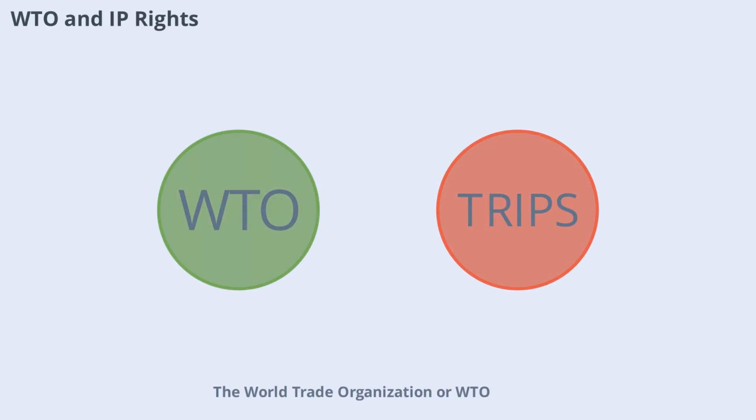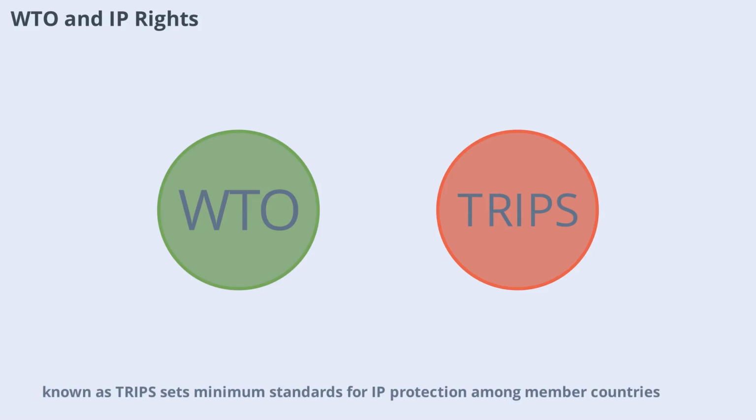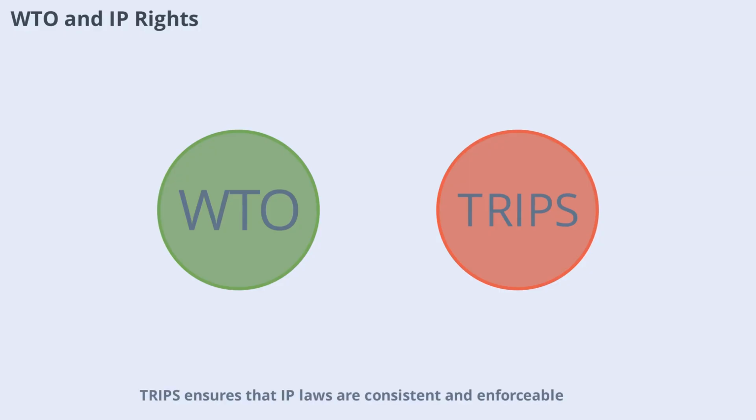The World Trade Organization, or WTO, plays a key role in regulating intellectual property rights in trade. The WTO's Agreement on Trade-Related Aspects of Intellectual Property Rights, known as TRIPS, sets minimum standards for IP protection among member countries. TRIPS ensures that IP laws are consistent and enforceable, making international trade more predictable and fair. This agreement is a cornerstone of global IP governance.